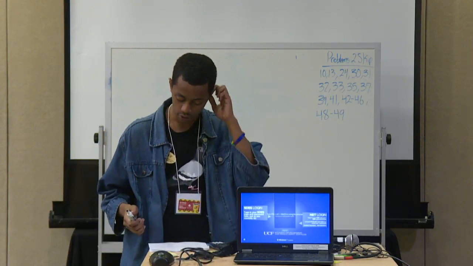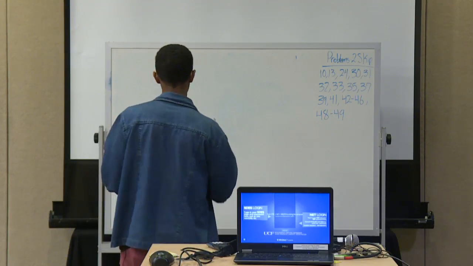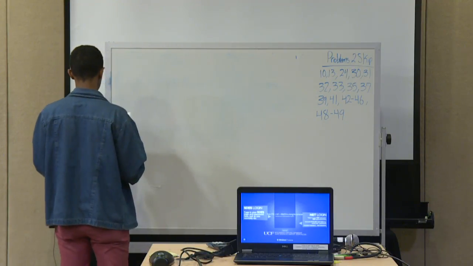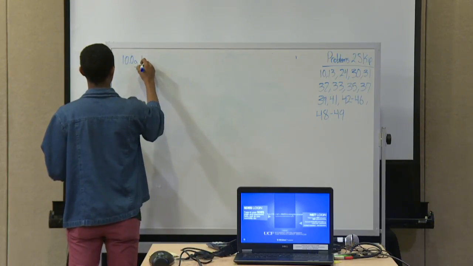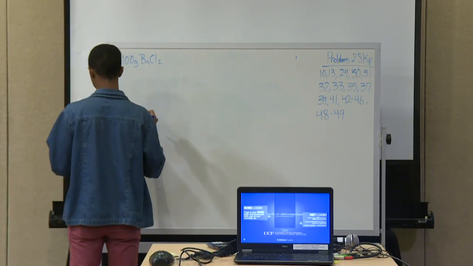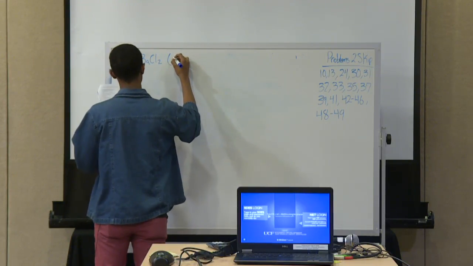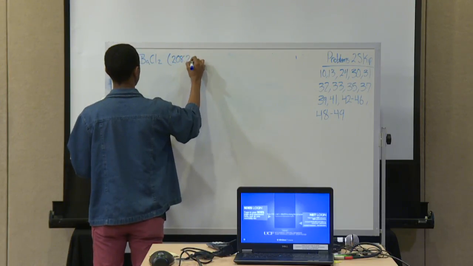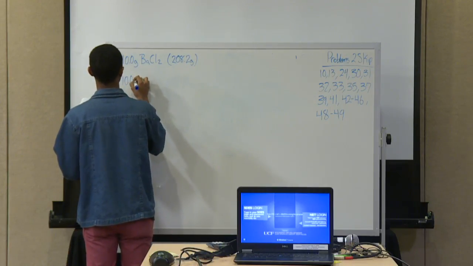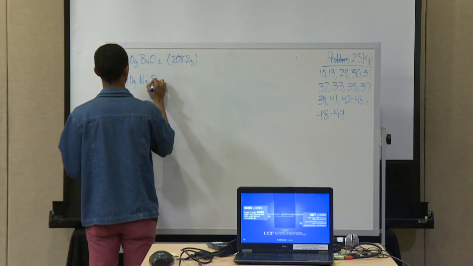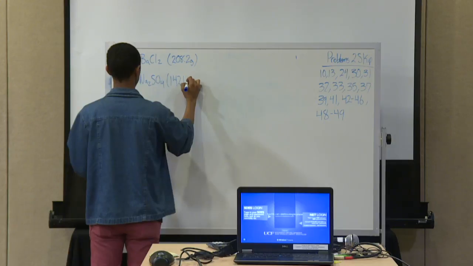All right, number 5. Barium chloride reacts with sodium sulfate according to the following equation. Okay? I'm not going to write the equation down because you guys have it and it'll take too long. But the student mixes a solution containing 10 grams of BaCl2, and this has a molecular weight of 208.2 grams. And a solution containing 10 grams of Na2SO4, and its molecular weight is 142.1 grams.